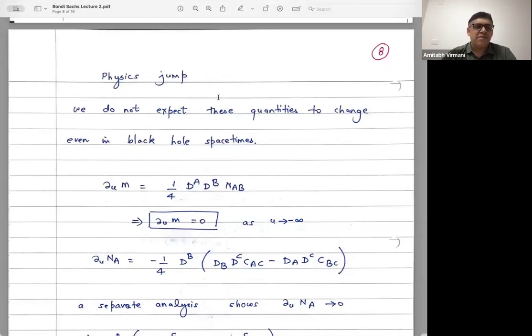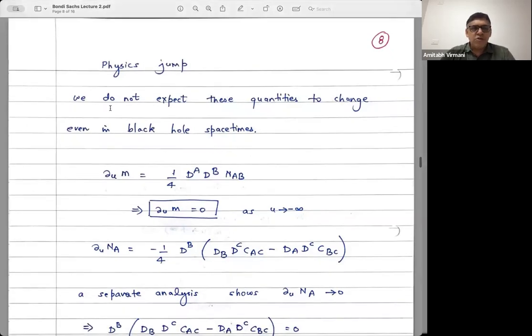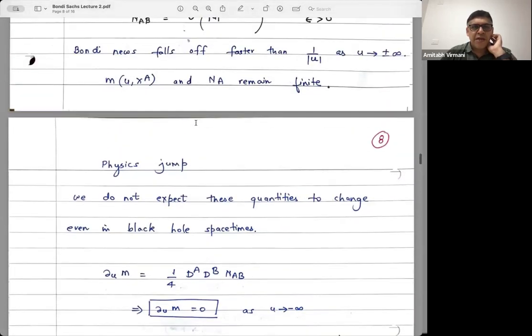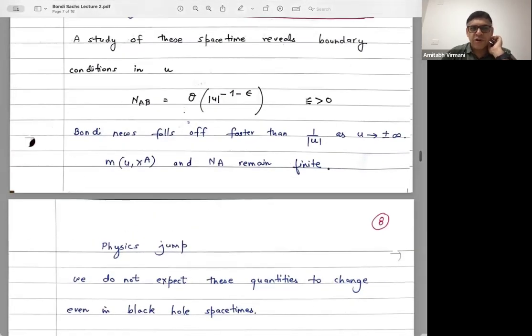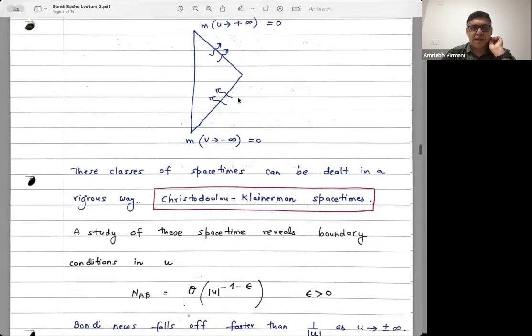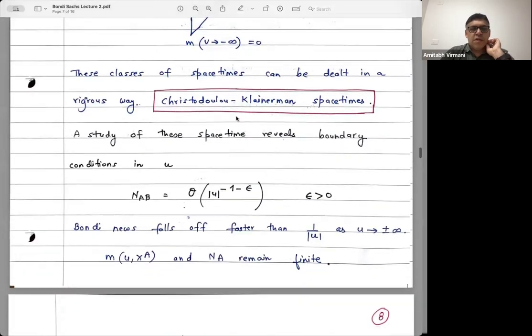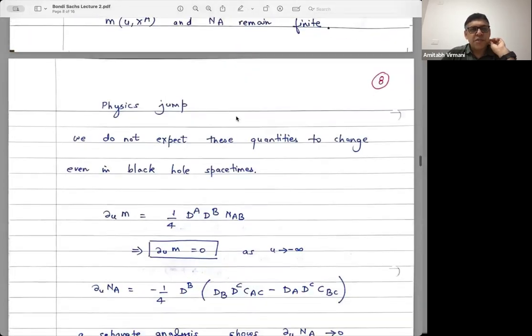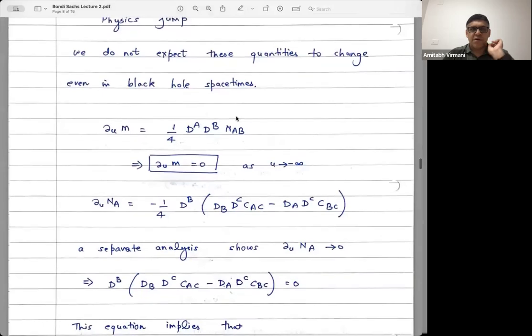But that's fine. What we do is that we do not expect this fall off to change even in the black hole spacetimes. One can debate whether this is true or not, correct or not, whatever. But this is the jump that we make, and then we try to make some progress. That is to say, we expect these boundary conditions to be good boundary conditions even when the black hole forms in the space-time. So with these assumptions, one can do a number of things.